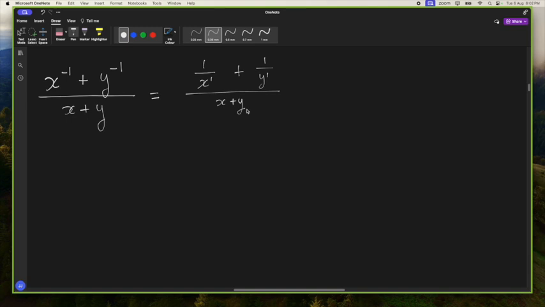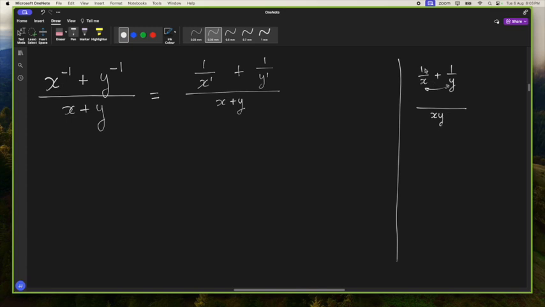All right. Now, I can't really cancel anything there because of the addition signs. I can't do anything with my denominator, but I could do something with my numerator. I could add my numerator, right? So with the numerator, I have 1 over x plus 1 over y. And how do we add fractions? You multiply your denominators. x times y is xy.